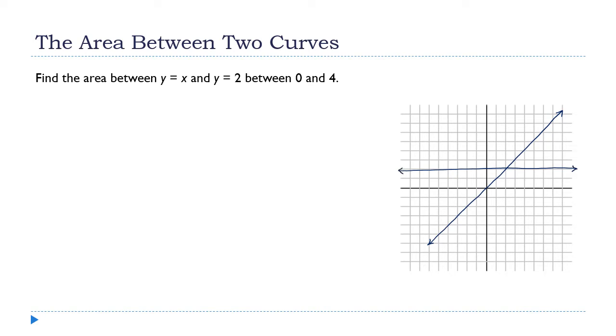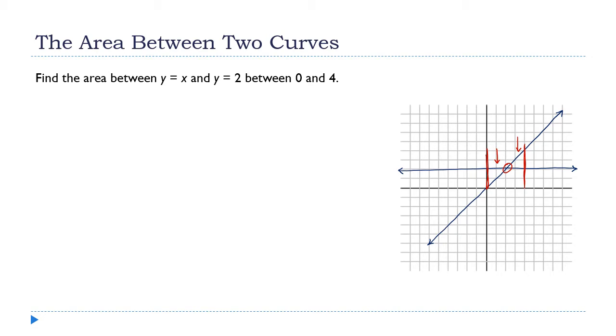And we're trying to find the area between 0 and 4. 1, 2, 3, 4. So you see what happens here, right? On the left side of our interval, the y equals 2 graph is on the top, so we would want to do 2 minus x, but there comes a point right here in the middle where the two switch, and the y equals x graph becomes the top one.